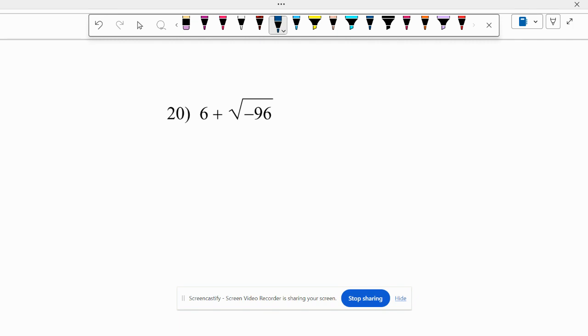Number 20. So what can I do first? I have 6 plus the square root of negative 96. Take out the i. What is i? Let's write this out for Trey. This is the same thing as the square root of negative 1 times the square root of 16 times the square root of 6, because 16 times 6 is 96. But we cannot take the square root of negative 1. Why? There is no number that we can multiply by itself to get negative 1.